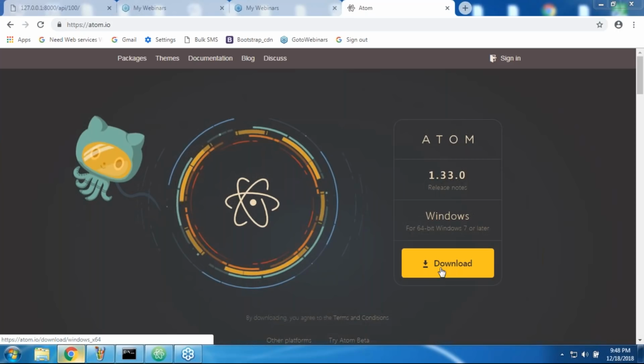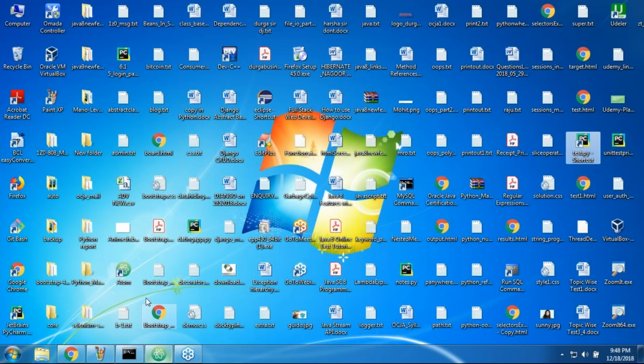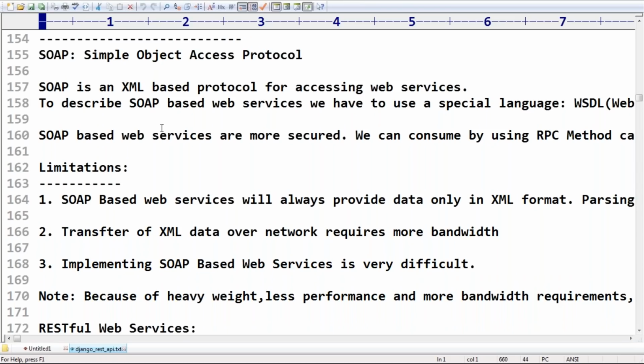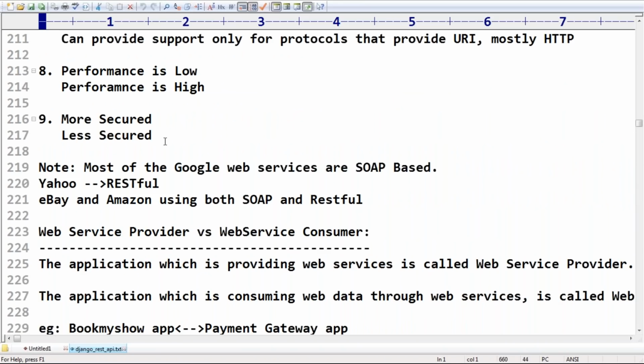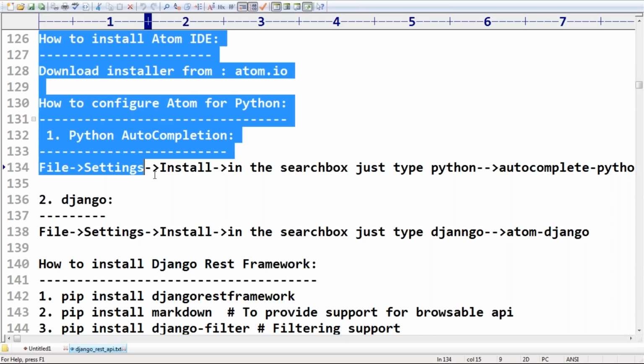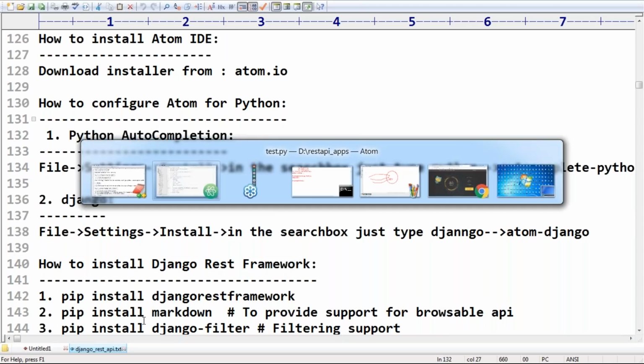Next, one more thing I have to tell the people who don't know about Atom. After the Atom installation, there are two things you have to take care of: Python autocompletion and Atom Django. These two tools you need to keep in the settings. Very easy, sir, just observe. Once you have installed Atom, in the File menu, settings will be there.